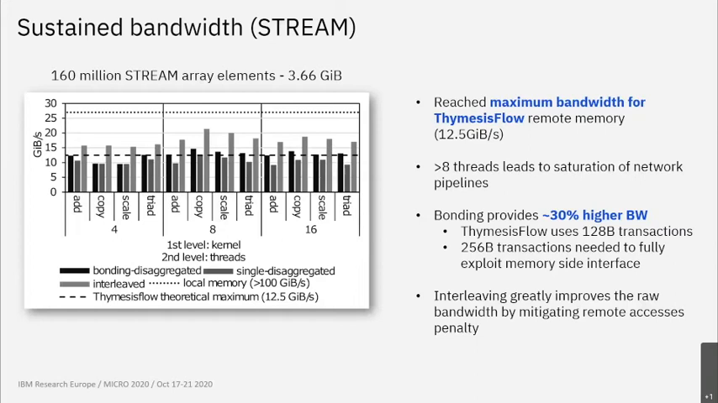Finally, as expected, interleaving is greatly improving the bandwidth because it is mitigating the remote memory access penalty.